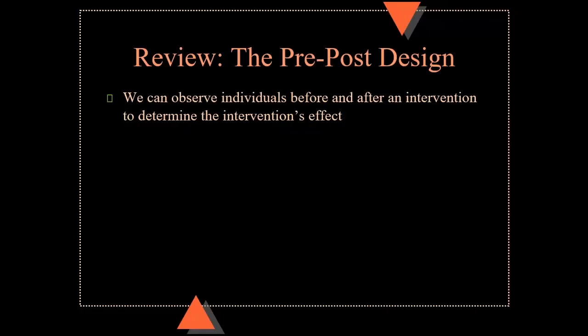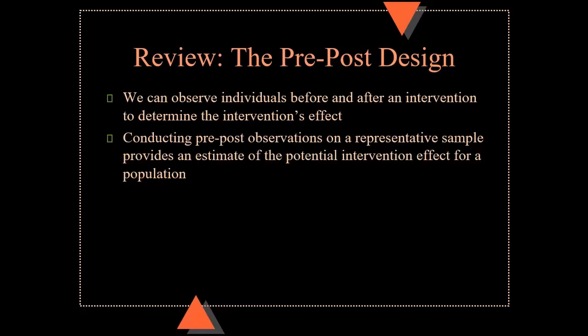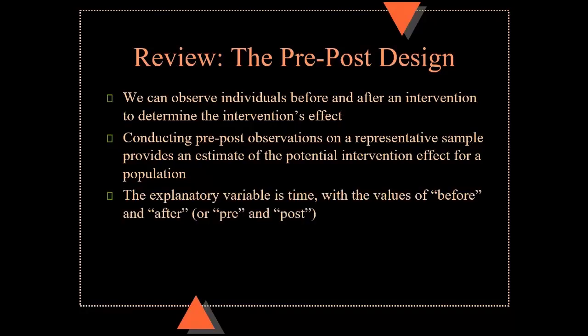So we observe the individuals before and after an intervention, and conducting those pre-post observations on a representative sample will provide an estimate of the potential intervention effect for a whole population. Any outcome we get with this sample will be not only a description of the sample, but also an estimate of what the effect of the intervention would be for the population.